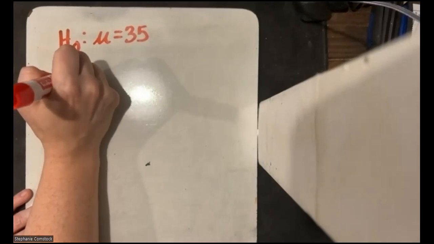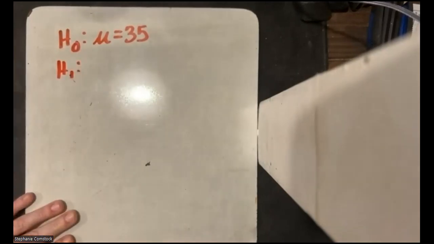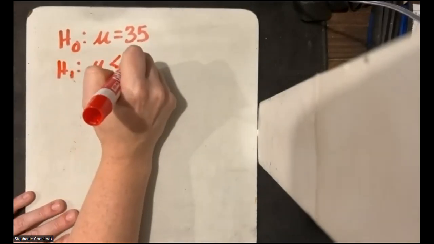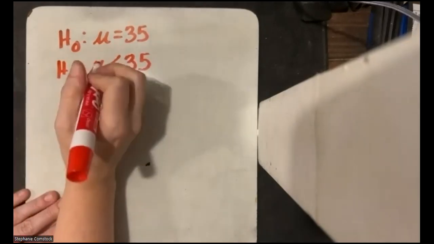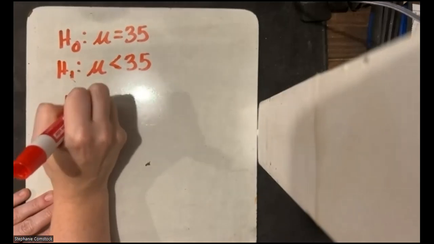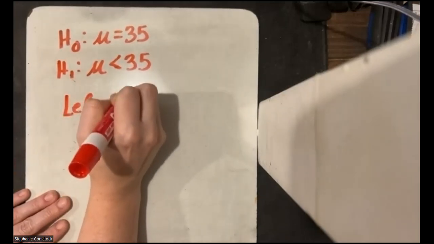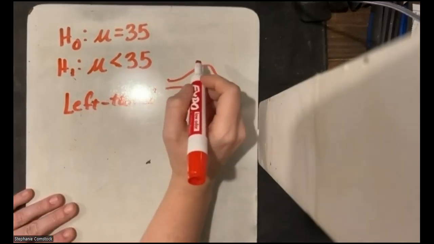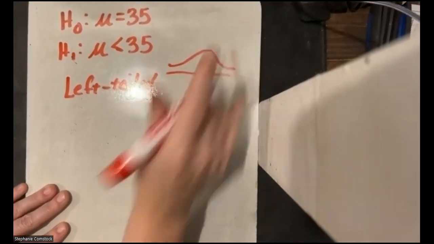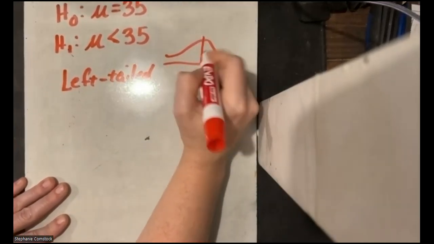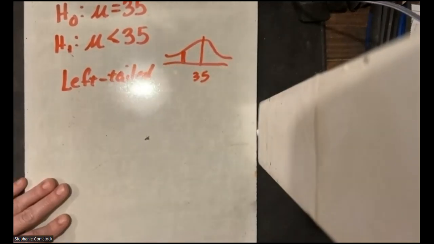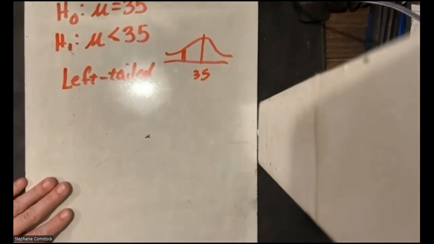Now, the alternative is they thought that it was going to be less. So we think that mu is going to be less than 35. Because we think it's going to be less than 35, this is going to be left-tailed. Because if we think about this in terms of a bell curve, here is where we think the 35 is, and they're trying to show me that it is some value down here to the left of that center line.